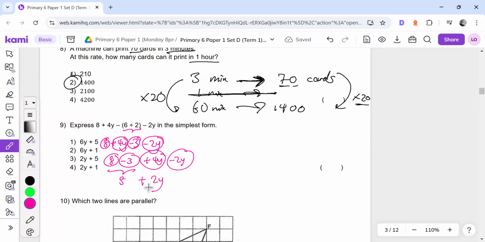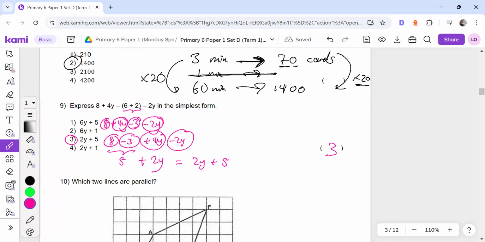And then you look at your answer. There's no 5 plus 2y. But 5 plus 2y is also 2y plus 5. It's the same. So there's an answer there, which is number 3. Right? Okay, got it? Okay, let's go to question 10.